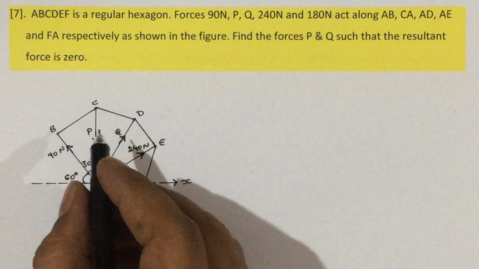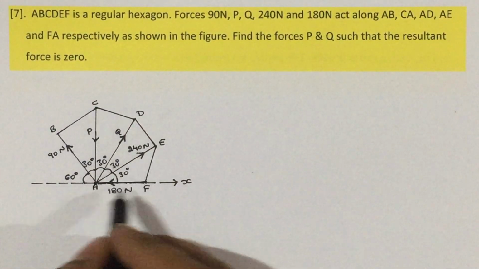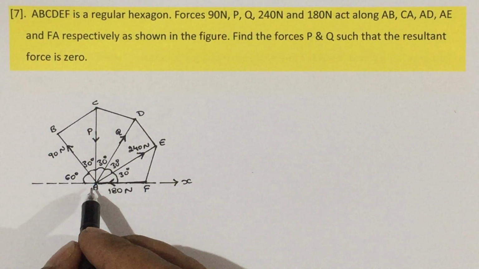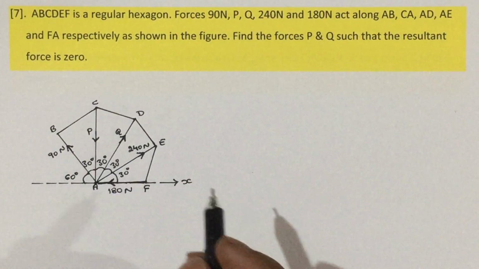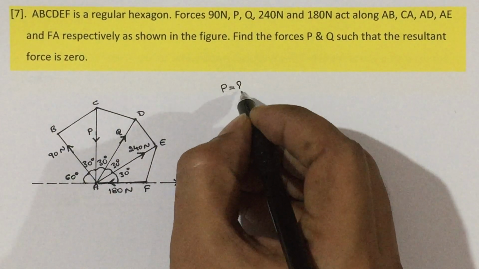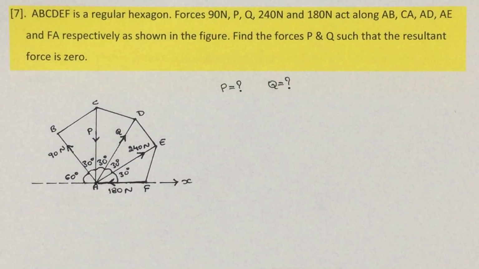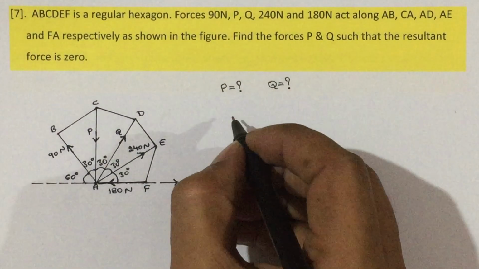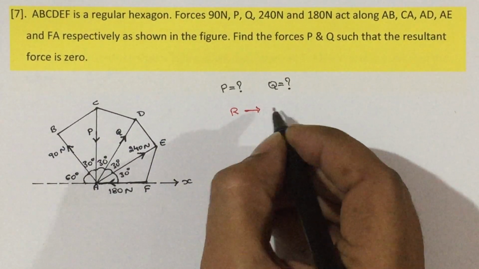Here the diagram is given, it is a regular hexagon. Along all the sides of the hexagon, different forces are acting. Out of that, two forces are unknown, that is P and Q. We need to determine the P force as well as Q force such that the resultant is 0.